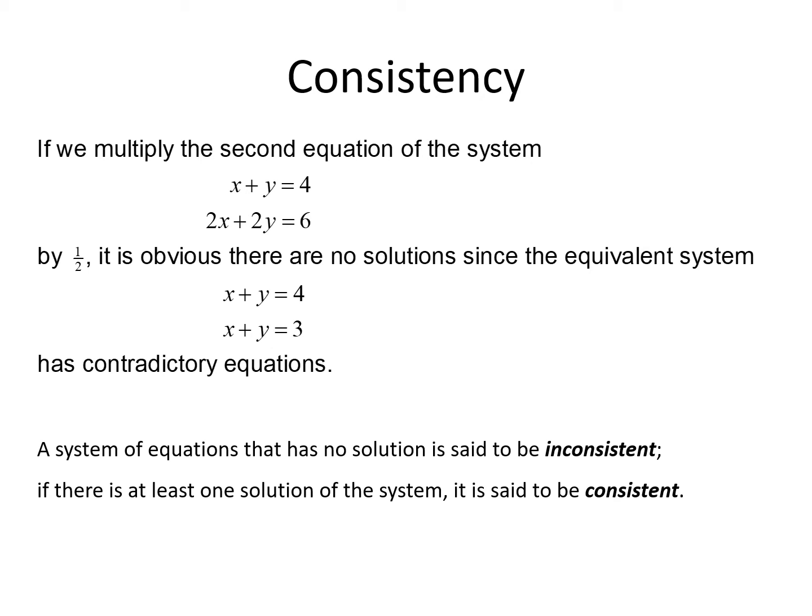For example, let us suppose we have two equations. The first is x plus y equals 4. The second equation is 2x plus 2y equals 6. If you multiply the second equation by half, the answer is x plus y equals 3. So if we solve these equations, we do not obtain any solution. Such a system of equations is called an inconsistent system.